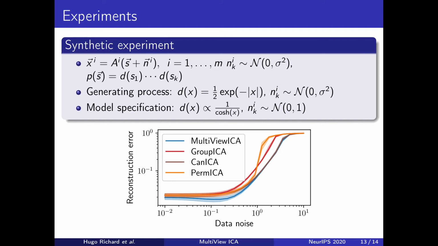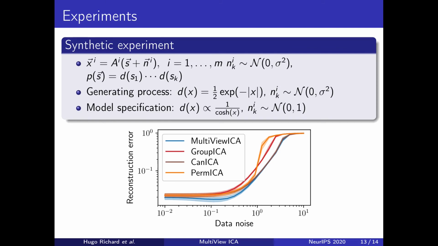We've made this synthetic experiment where we generate data according to the Laplace density and with various levels of noise from 1e-2 to 10. And then we fit our model with a different density than the one used to generate the data and a noise level that is always fixed to 1. What we see is our model is uniformly better than other approaches. We can actually see in practice that our model is robust to a bad setting of hyperparameters.